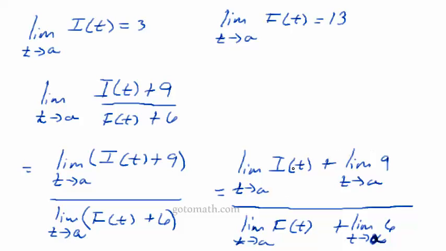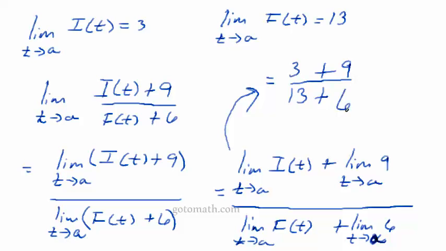Now, of course, we can go ahead and substitute our values in. So the limit of I sub t as t approaches a is 3, so this becomes 3. And so I don't have to scroll up the screen, I'm just going to continue this right here. So this becomes 3 plus, and the limit of a constant is just the constant. I think you've heard me repeat that over and over. We got the limit of f as t approaches a up here. That's 13. And then the limit of a constant is just the constant, and that just becomes 6.